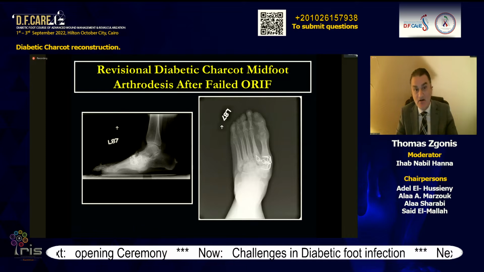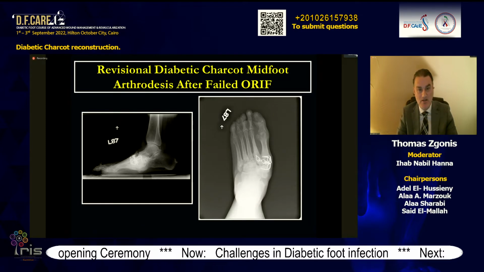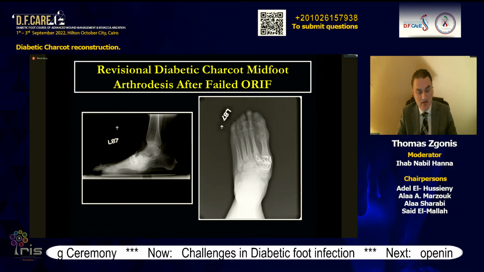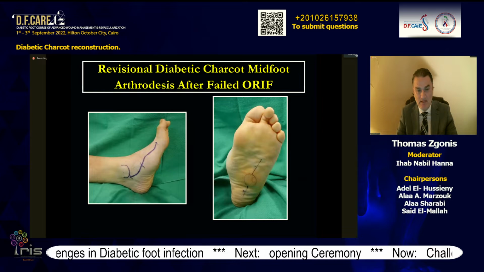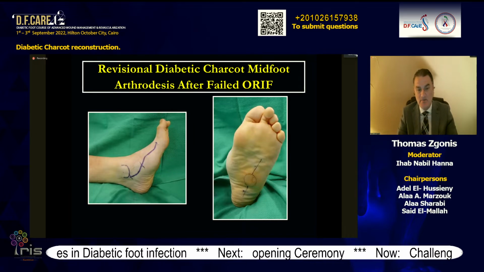The next category is the revisional diabetic Charcot arthrodesis after failed open reduction internal fixation. These are more challenging cases since we have to make larger incisions, remove the internal fixation, and most of the times use a different type of device to correct the underlying deformity. Here is a patient with multiple failed internal fixation devices for Charcot neuroarthropathy that had multiple ulcerations, instability.